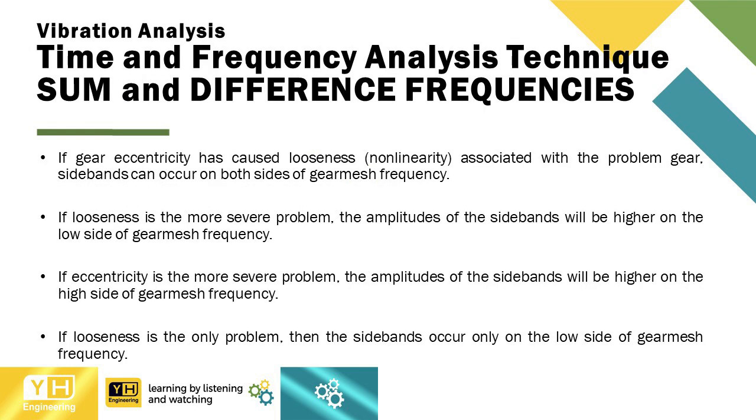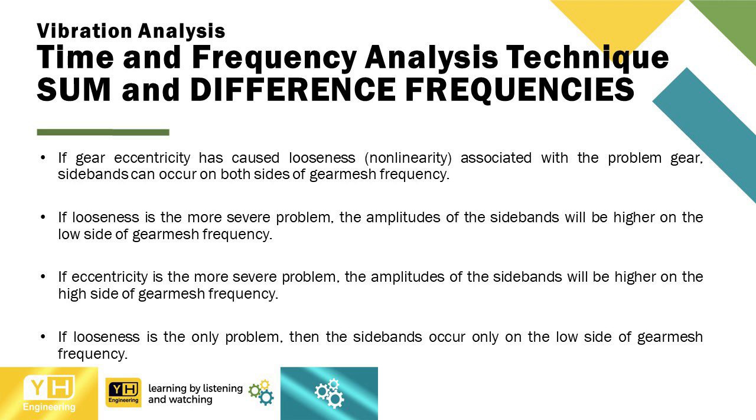If gear eccentricity has caused looseness, nonlinearity associated with the problem gear, sidebands can occur on both sides of gear mesh frequency. If looseness is the more severe problem, the amplitudes of the sidebands will be higher on the low side of gear mesh frequency. If eccentricity is the more severe problem, the amplitudes of the sidebands will be higher on the high side of gear mesh frequency. If looseness is the only problem, then the sidebands occur only on the low side of gear mesh frequency.